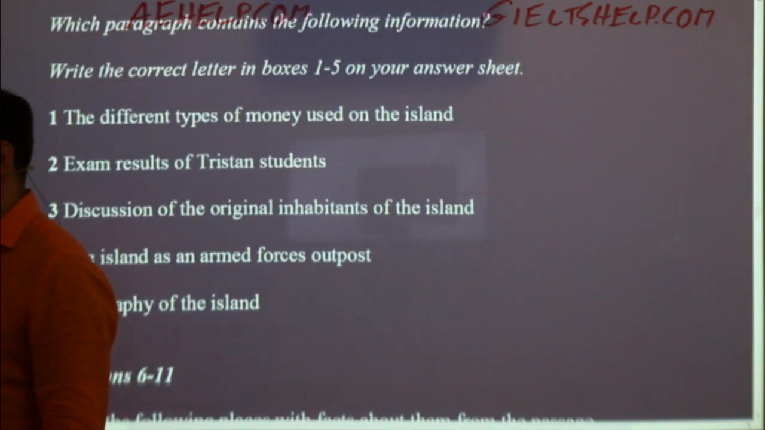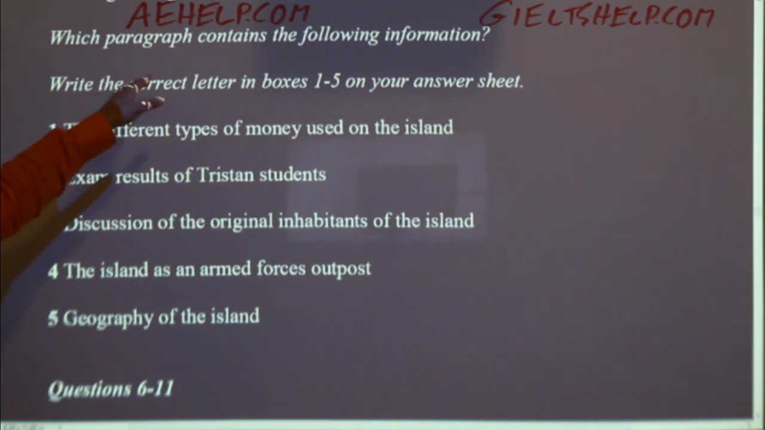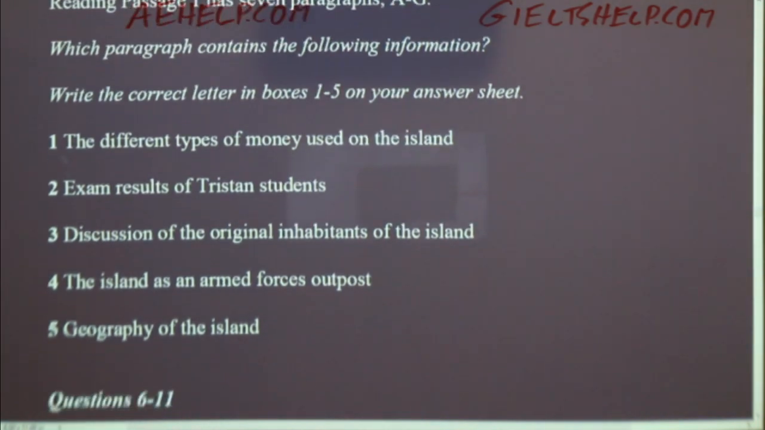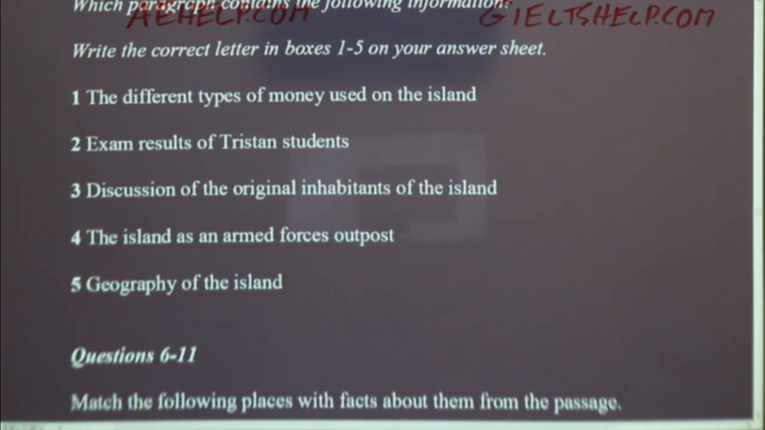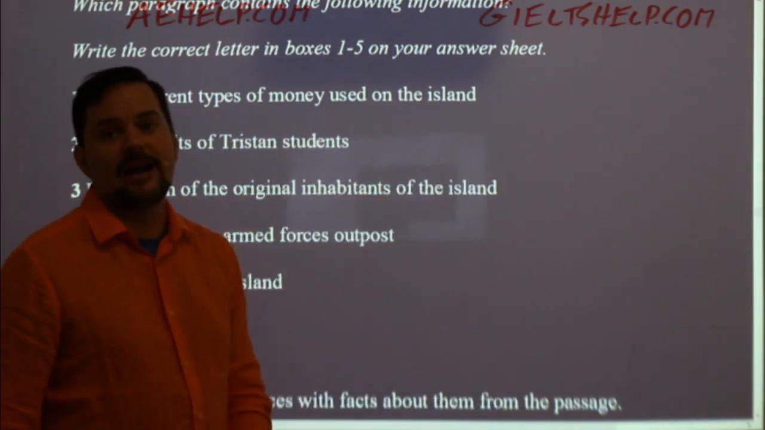So here we go. The paragraph that contains the following information, A to G, okay, there's 7 paragraphs. The different type of money used on the island. Which paragraph did we read that in?